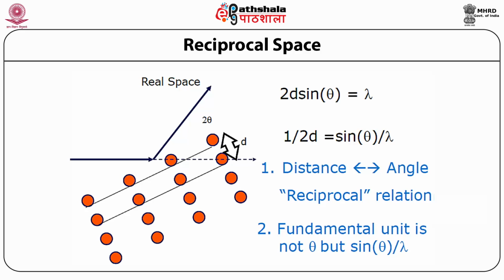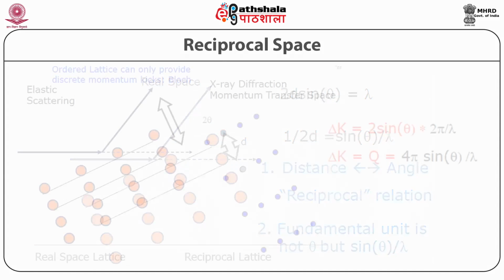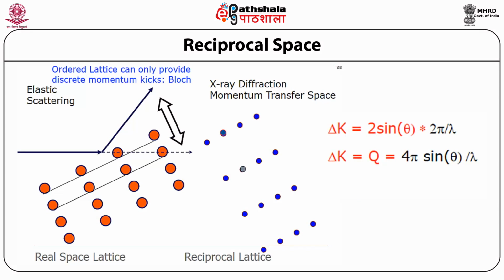That's why we call it a reciprocal space, because it has inverse of the dimension of length, which is shown here. So that is the idea of this. So you see in this slide, this is more clear.